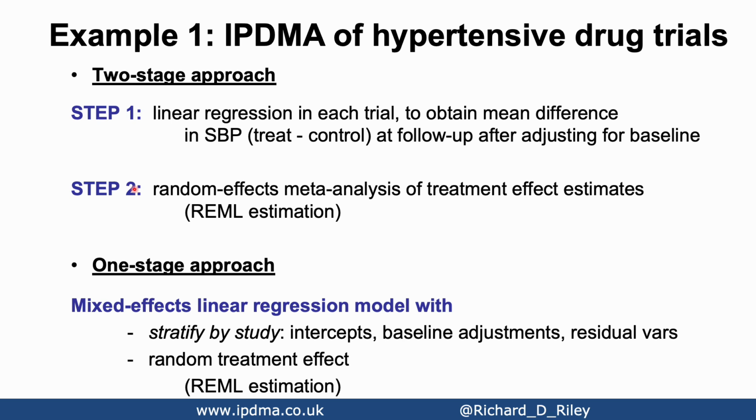The one-stage approach is going to use, again, a linear regression, but it's going to be a mixed effects linear regression. It's going to analyse all the IPD from all those 10 trials all together. We're going to stratify by study the intercepts, the baseline adjustments, the residual variances. These are all nuisance parameters. We're not going to make any assumptions about the relationships across studies because we're going to have separate terms for each of those in our model, but we're going to pool the treatment effect using a random effects model. So we're going to get the average treatment effect that we're assuming has heterogeneity across studies, and so we're looking to work out the average of those treatment effects. And again, we're going to use REML estimation, so consistent REML estimation used in both approaches.